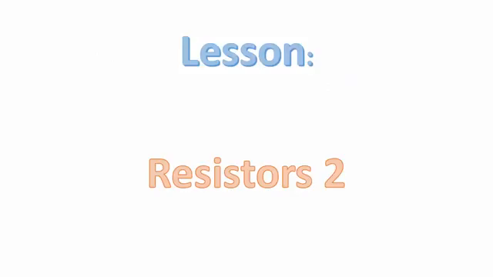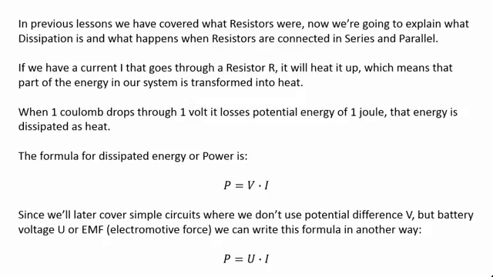Today's lesson is Resistors, second part. In previous lessons, we have covered what resistance is. Now we're going to explain what dissipation is and what happens when resistors are connected in series and parallel.